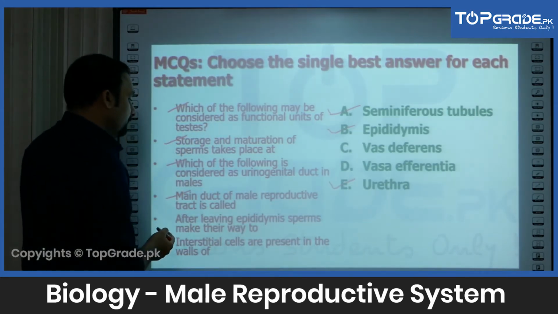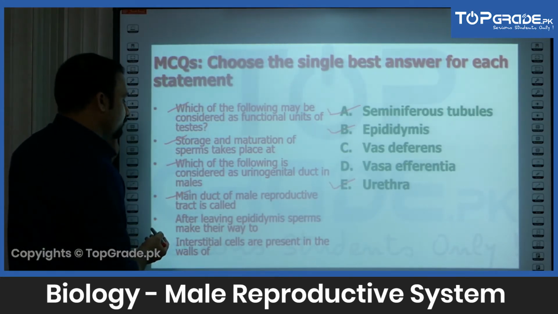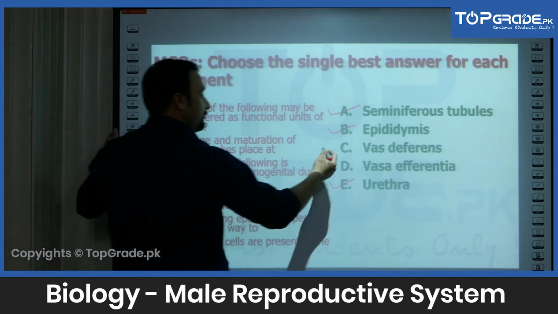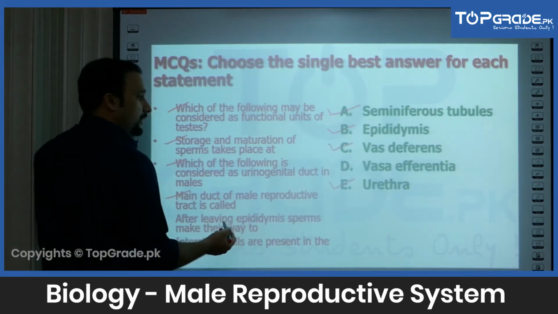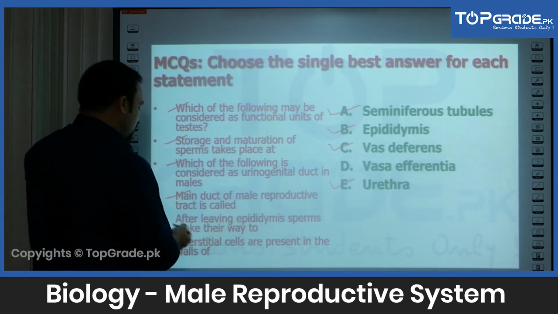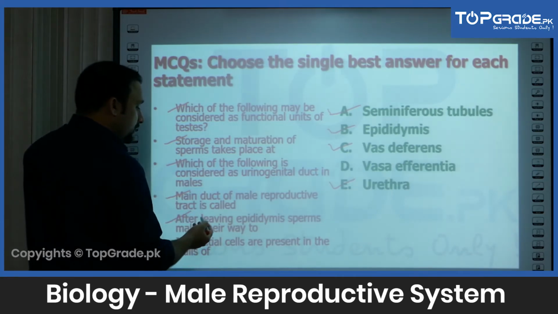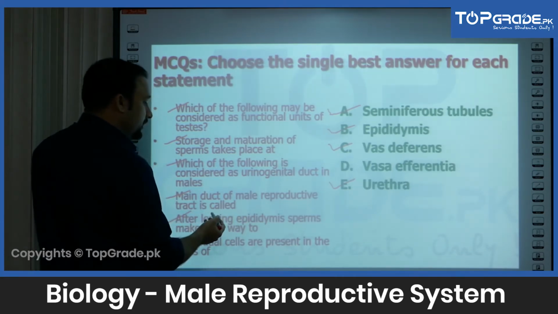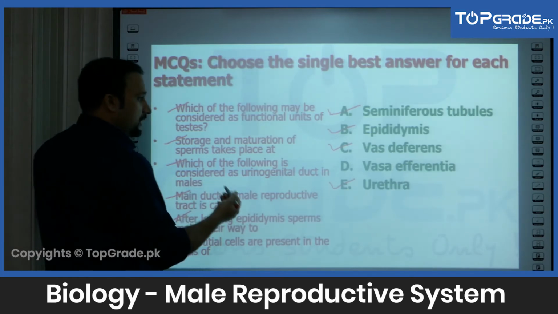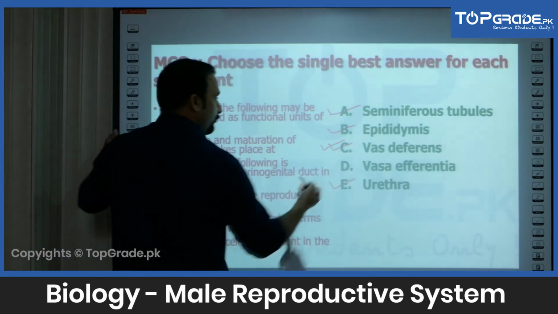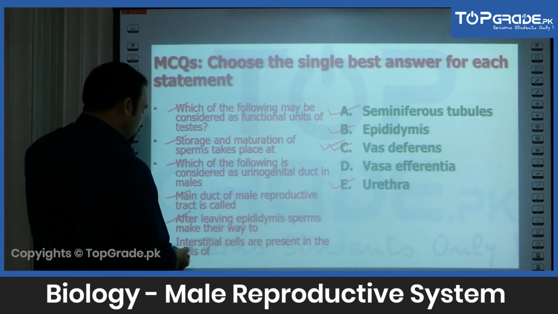Another question, main duct of male reproductive tract is called. So vas deferens is called the main duct of the male reproductive system. Answer is Charlie. Another statement, after leaving epididymis sperms make their way to. So when they leave the epididymis, they make their way to the vas deferens. Best response would be Charlie.